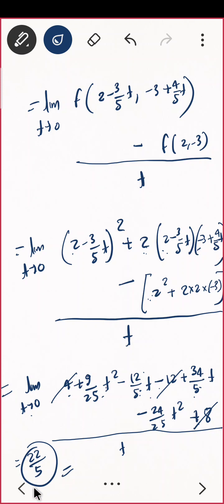correct? This is the directional derivative. Okay, is that clear? So whenever you want to find directional derivative, it is better to make that vector a unit vector, and that will be good to do. Yeah, and the next topic is your partial derivatives.